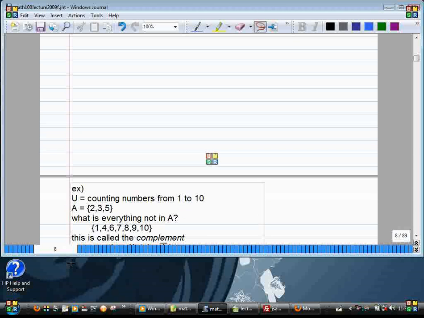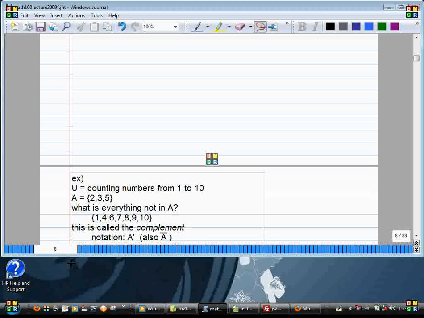So what's the notation for this? There are 2 different notations for this. A prime or A with a bar over it. Both of those mean complement. A prime, A with a little mark, apostrophe. Okay.